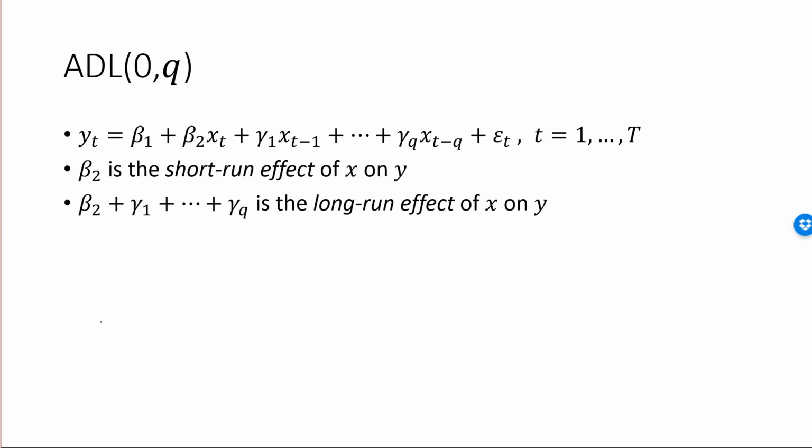To get the long run effect, we need to sum all the parameters in front of all the X variables. So beta 2 plus gamma 1 plus and so on, all the way to gamma q.